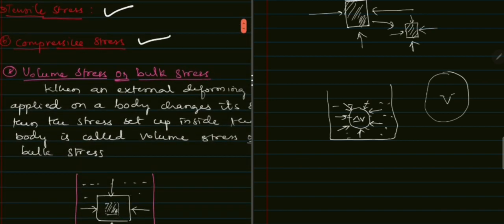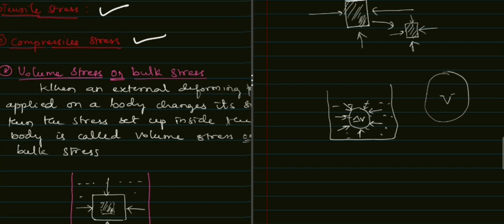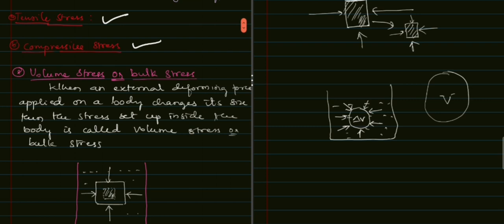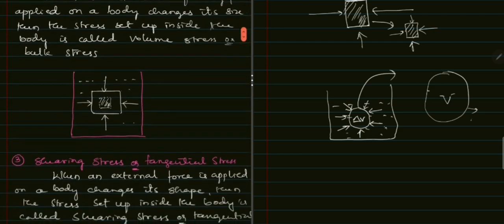So here, when an external deforming force is applied on a body, it changes its size. Here the size of the balloon is this much, and then after applying the force, the volume of the balloon changes. Then the stress set up inside the body restores the body, and after removing the body out of this water, the body again regains its original position. So that is called a volume stress.